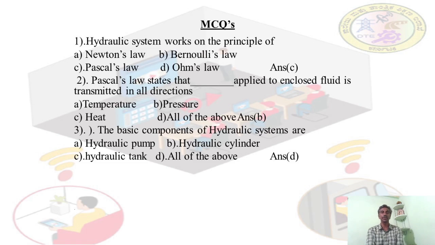Then the third MCQ is: the basic components of hydraulic systems are hydraulic pump, hydraulic cylinder, hydraulic tank. You know that all the parts are required for the hydraulic system. So the answer is all of the above.